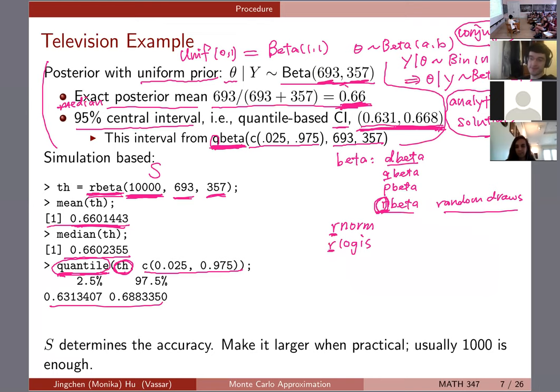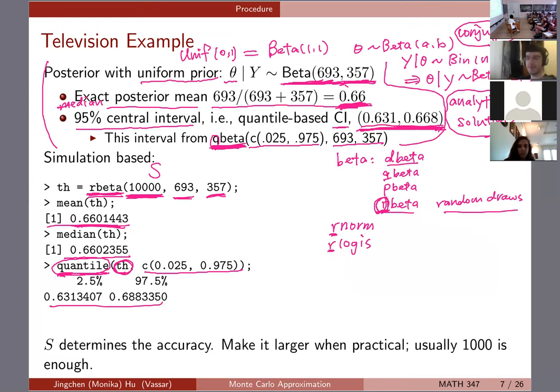Good point. Okay, so here, for the television example, we know that the exact posterior will be this distribution, right? So in the past, we have learned how to use the formula to compute the mean and use Q beta to compute the quantile, right? So this is an example that if you do simulation, you can see something very close. And Katie's question is, are there any situations where you actually don't know exactly what the posterior is? And then how are you going to do the approximation, right?